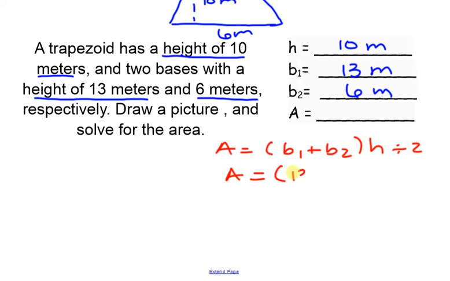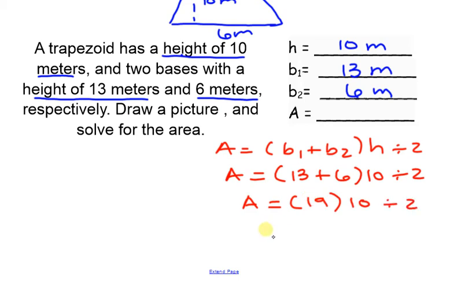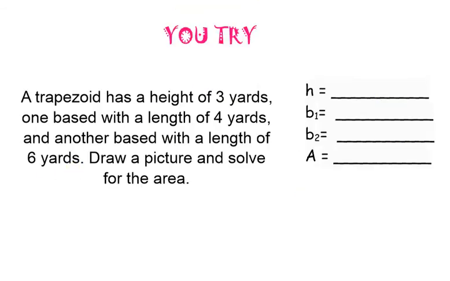So area equals 13 plus 6 times 10 divided by 2. Area equals 13 plus 6 is going to be 19 times 10 divided by 2. Area equals 19 times 10 is 190 divided by 2. And area equals 190 divided by 2 is 95. So your final answer is going to be 95 meters to the second power. Okay? All right, go ahead and you try this one. Make sure that you draw the picture, and we will compare answers in just a minute.